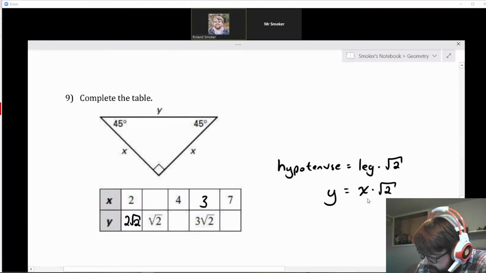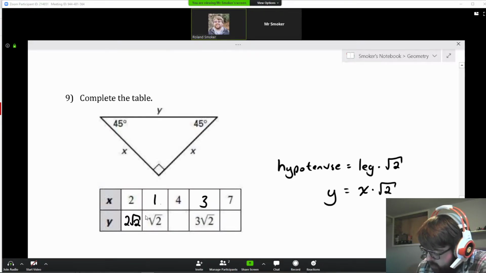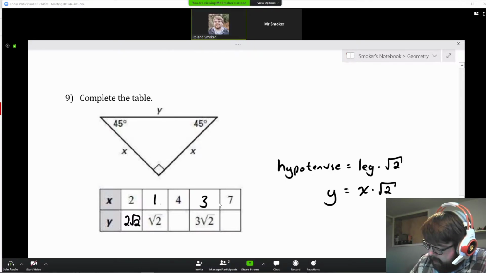So the relationship is that whatever x is, y will be root 2 times whatever x is. So hopefully you can figure out 7. Well, what would it be down here? Well, 7 root 2. I won't write that, but if you're listening, you get that answer. One of the ones that might be tricky would be root 2. Well, if all you have is root 2, then the x would have to be 1. Okay, 1 times root 2 is root 2. So that's all I'm going to fill out. Hopefully you can figure out the other two.